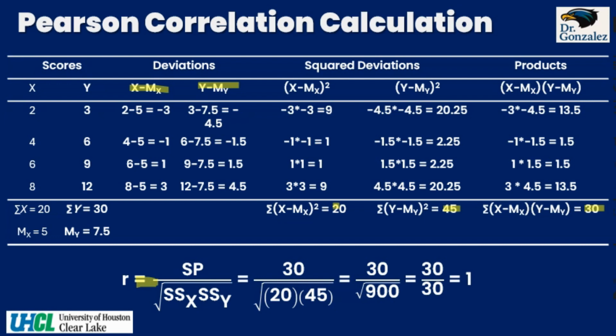So where do you get the sum of square x? Right there. And your SSY right here. So if I plug that in, I get 30 over the square root of 20 times 45. So bring that over. 20 times 45 gives you 900. The square root of 900 is 30. And bring this 30 over. What is 30 divided by 30? 1. So this right here is a perfect positive correlation.